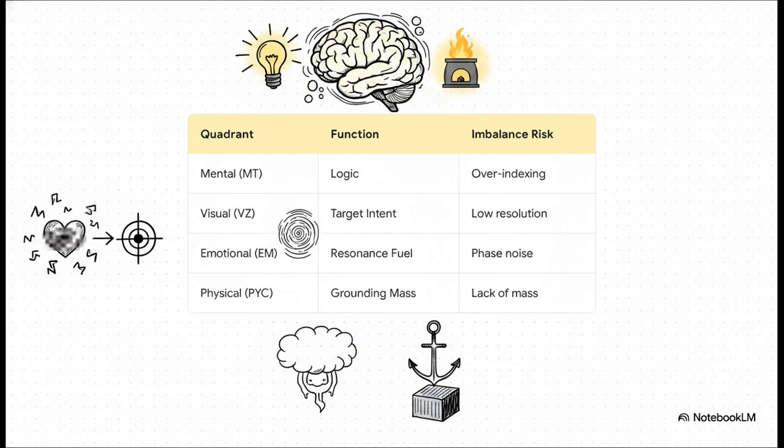Honestly, we've probably all experienced a version of this in everyday life. If you over-index logically in that mental quadrant, thinking way too much, you end up with analysis paralysis and completely starve your manifestation forge. Or if your visual intent is blurry, you get a low-resolution reality. If your emotions are full of drama, it creates this phase noise that warps your intent and ruins your focus. And of course, if you completely lack physical grounding, you just don't have the mass required to actually turn that wave potential into high-energy physical reality.